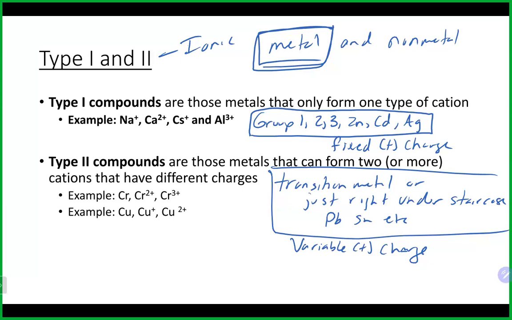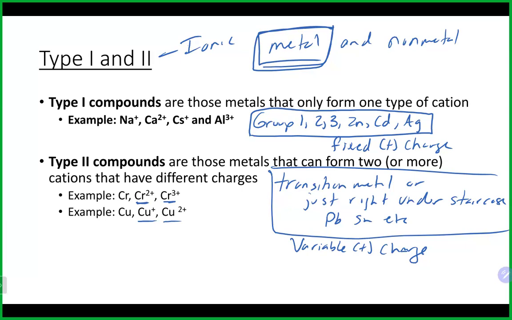As I mentioned before, something like chromium could be +2 or +3 depending on the situation. Copper, +1 or +2. Iron, for example, could be +2 or +3. It depends on the situation, again, because they could have a variable charge.